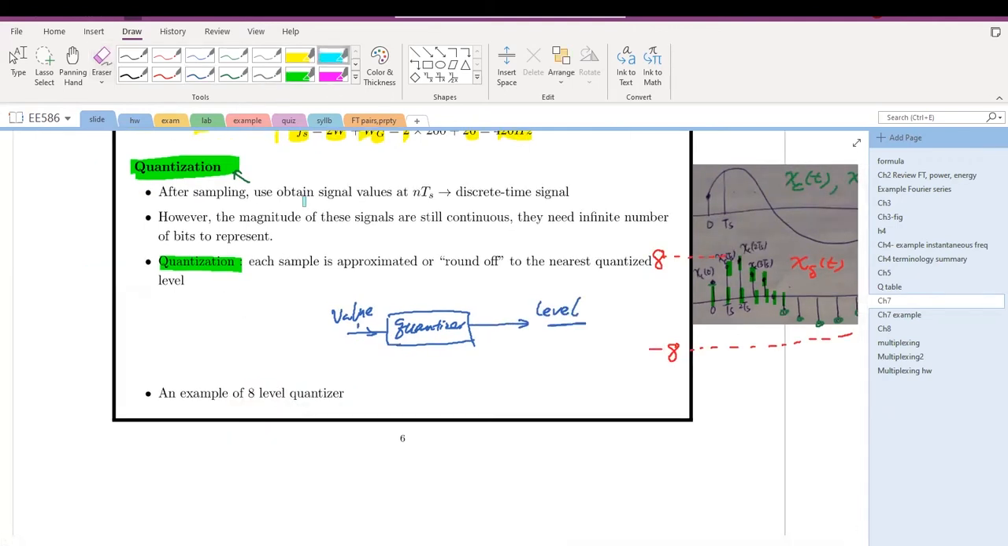Next, let's look at an example. How do we design an 8-level quantizer? I'm using 8 levels for simplicity of illustration. Suppose the values of these samples are in between -8 and 8. So the highest is 8, the minimum is -8. Why do I use -8 and 8? For simplicity of illustration. Now I need to design a quantizer such that any values in between -8 to 8 will be mapped into 8 levels. This is the job of the quantizer.